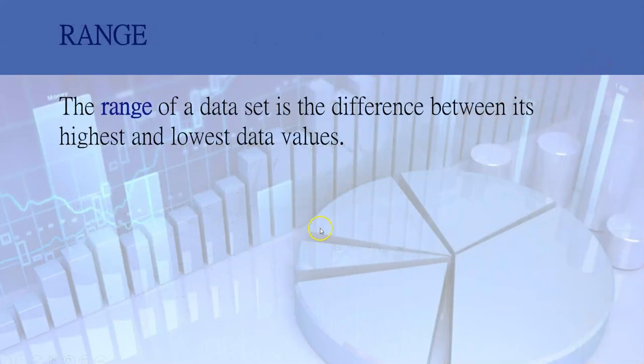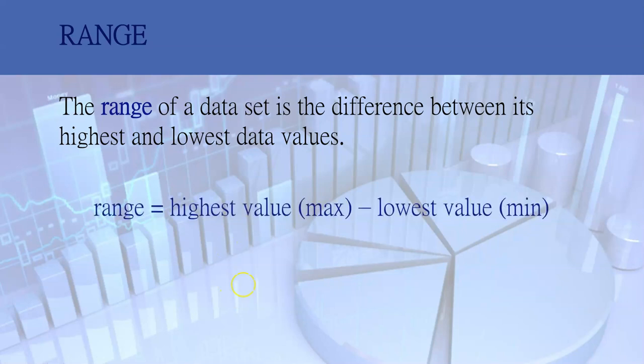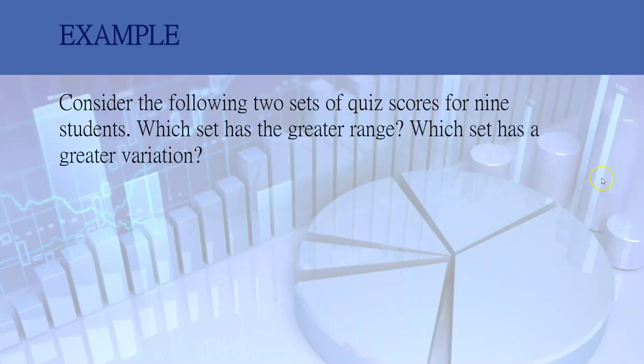How do we measure variation? There are two main ways that we're going to talk about here. One of them is called the range. The range is the difference between the highest and the lowest data values. So you're literally just going to subtract the high minus the low value.